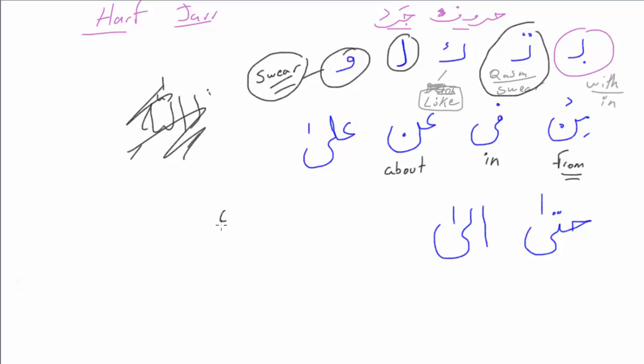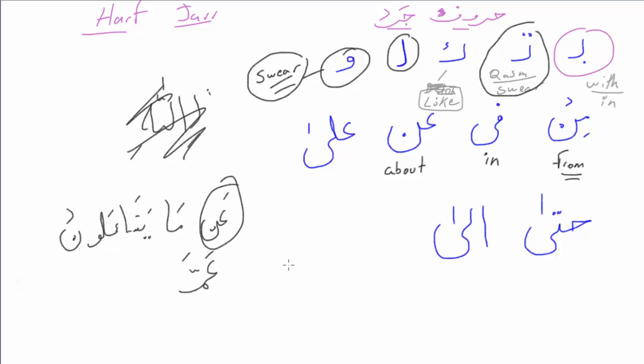Okay, ma, what? Yatasa'alun. So this is an ma, it basically becomes amma. Okay, amma yatasa'alun. But an basically is a harf jar. Just take it for now. An means "about what they are asking." Okay, an is "about." Ala is "on" or "upon."